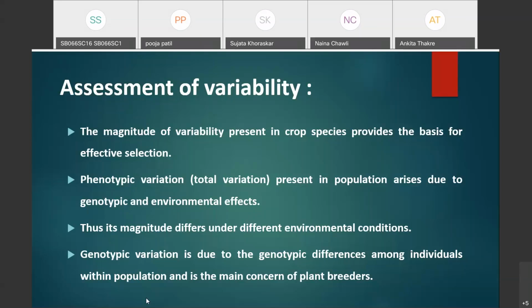These variations are heritable, that is, they are transferred from one generation to another generation. But the phenotypic variations which arise due to the environmental effect may vary due to the changing environmental conditions, and these are non-heritable, that is, they cannot be transferred from one generation to another generation. Therefore the plant breeders are mainly concerned with the genotypic variation.